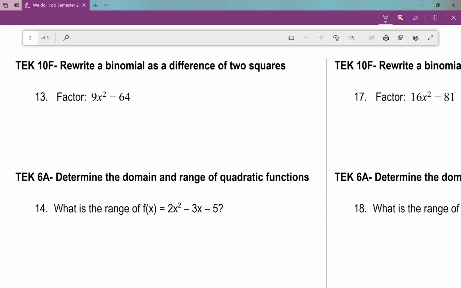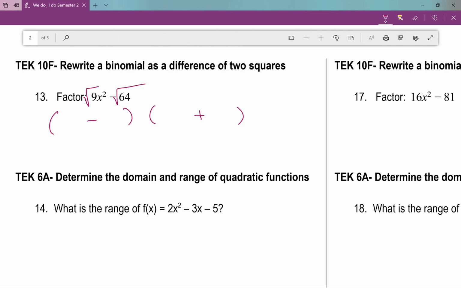Okay, number 13 says rewrite a binomial as a difference of two squares. So remember, when we are looking at something like this, difference of two squares, we know that one needs to be minus and one needs to be plus. So in order to find our other numbers, we just need to take the square root of the number in front of x squared and the number after our minus sign. So right here, the square root of 9 and the square root of 64.